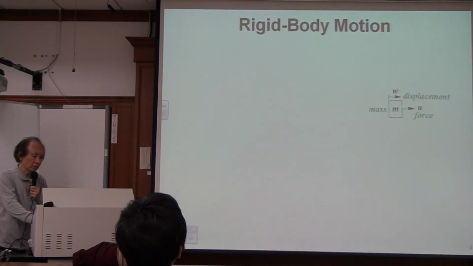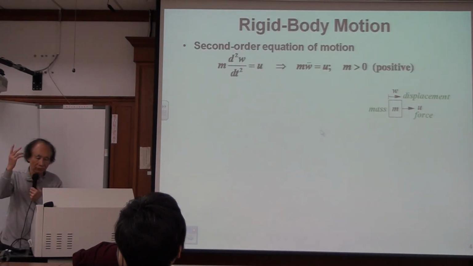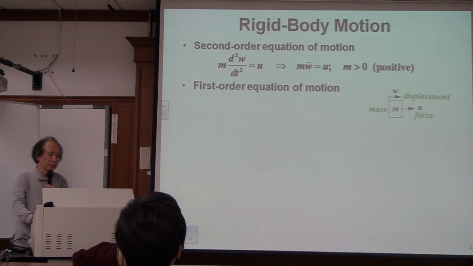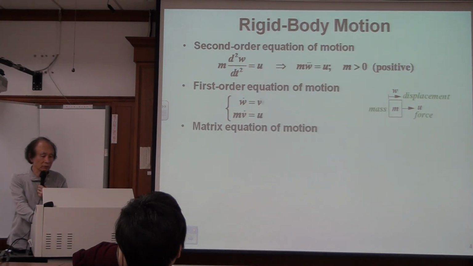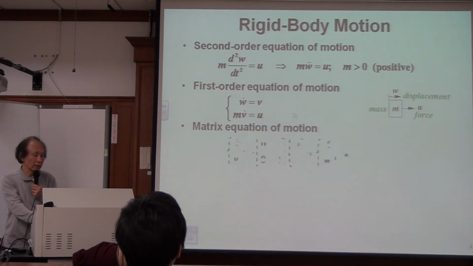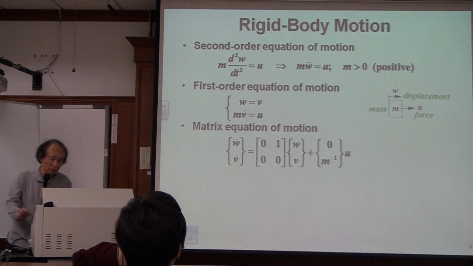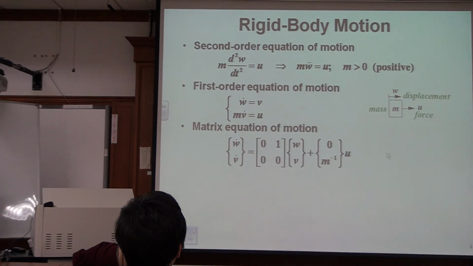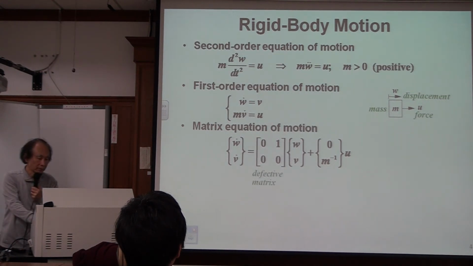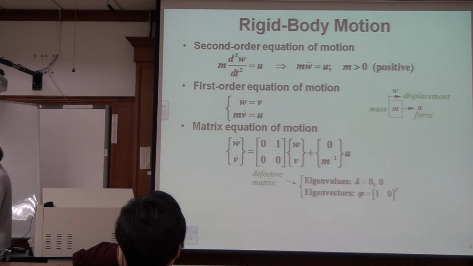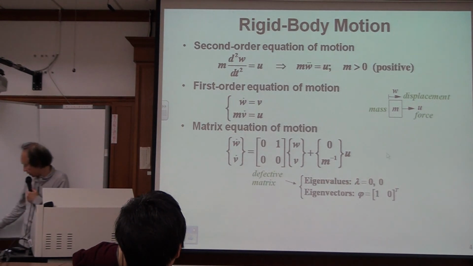For the continuous model, let us talk about the rigid body model. We already discussed the rigid body motion, and so far we talked about second order equations of motion. This first order equation of motion is w dot equals v and v dot equals u, and this is our matrix equation of motion. And this is the state space model. We discussed this already earlier.